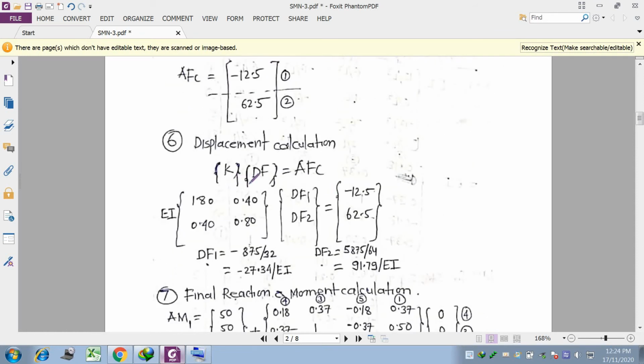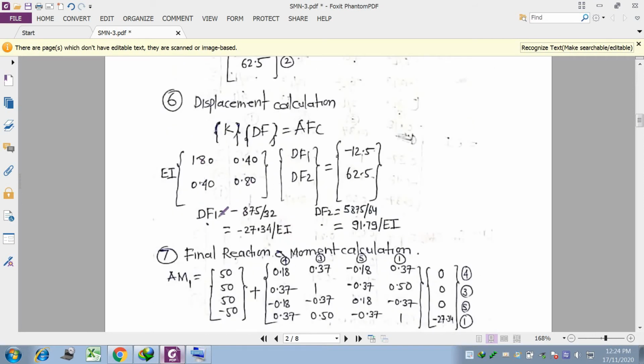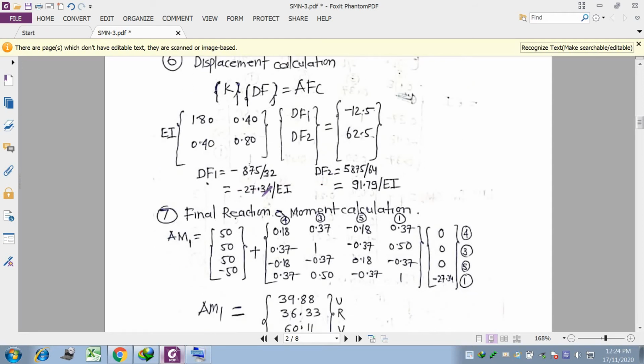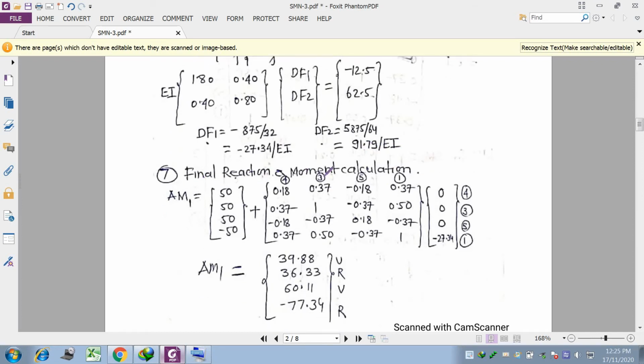Next step: K matrix into displacement matrix is equal to AFC. EI is taken as constant. Then we write the K value that was calculated in the last step. Then DF1 and DF2, that is theta B and theta C, we have to calculate, and the AFC coordinates we have already calculated in the last step. You put these values here, and by using simultaneous equations you can calculate DF1 and DF2. So DF1 becomes minus 27.34 and DF2 becomes 91.79 by EI.